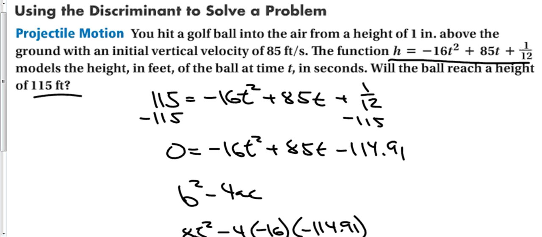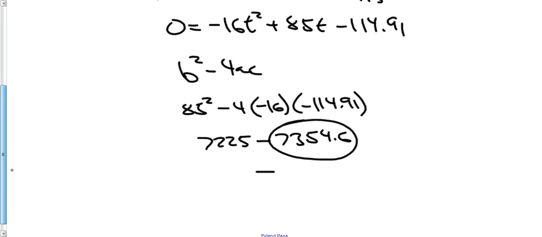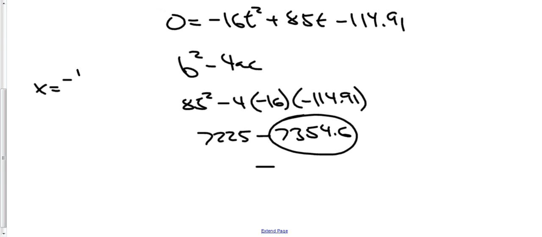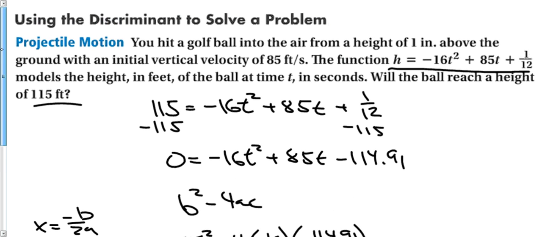If we were to plug it in to the vertex formula, right? If we went x is equal to negative b over 2a, and the y coordinate of the vertex is equal to f of negative b over 2a, I can find exactly how high this golf ball went. But for now, all we need to know is that it does not reach a height of 115 feet. Okay? And that is 4-7, the quadratic formula.